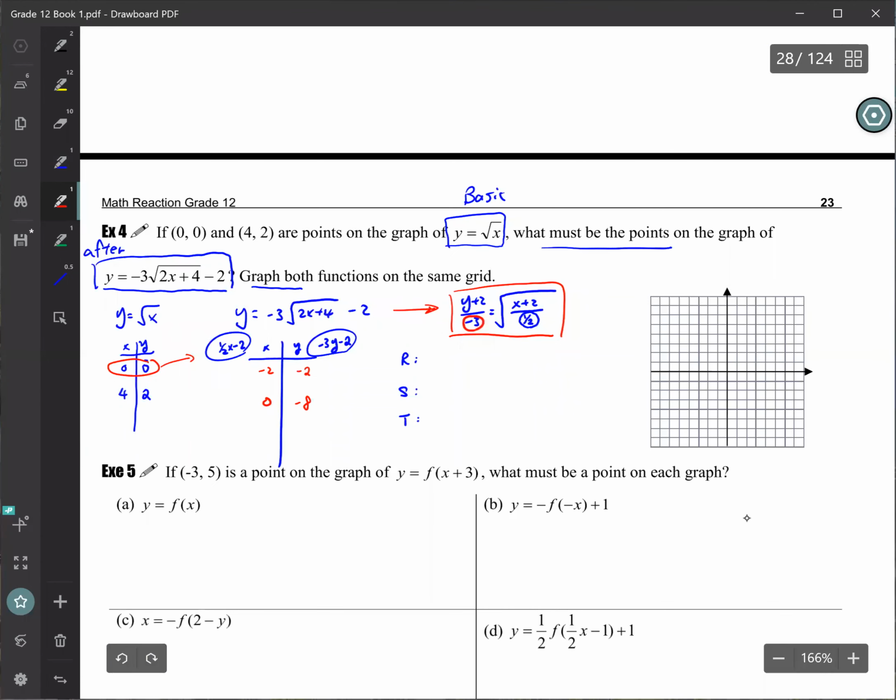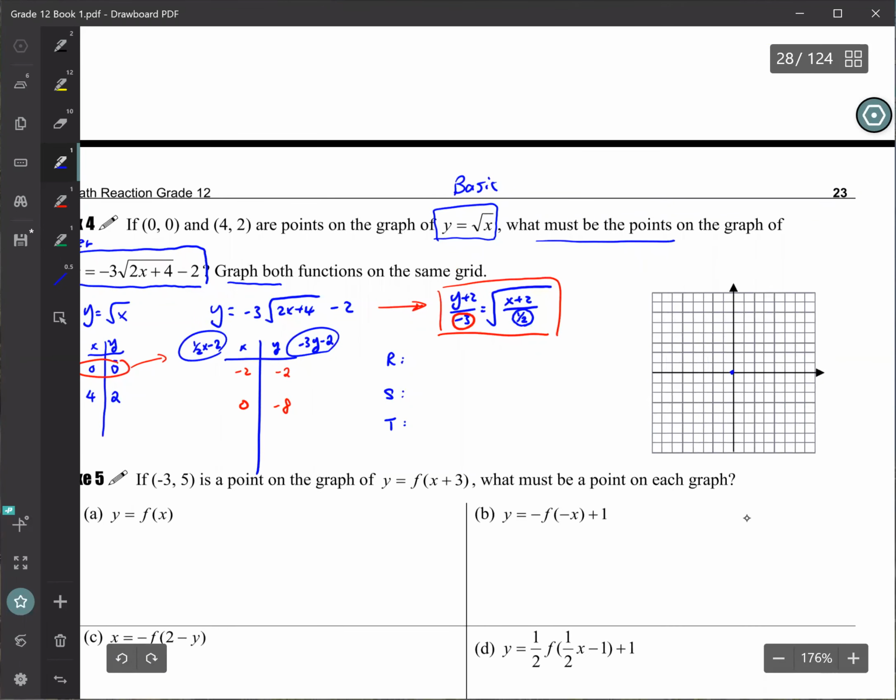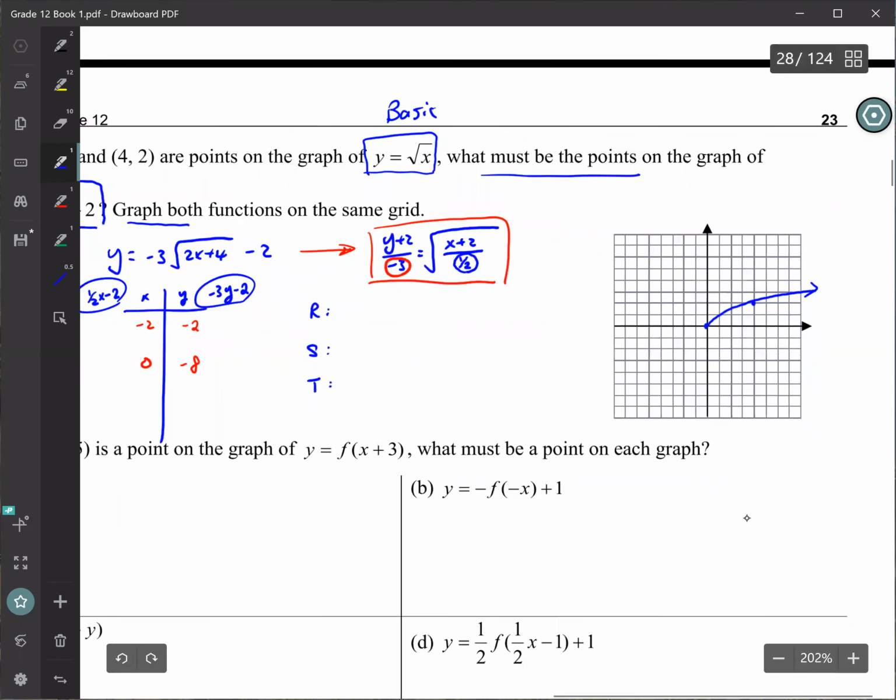Now the problem is how to graph it correctly. So we're going to graph the first one with the blue, 0, 0, 4, 2. And this is a radical graph, right? If you check the basic graph, it should bend this way. Once you have that, then we think about the comic. We have the original, it goes this way. And then we have a reflection.